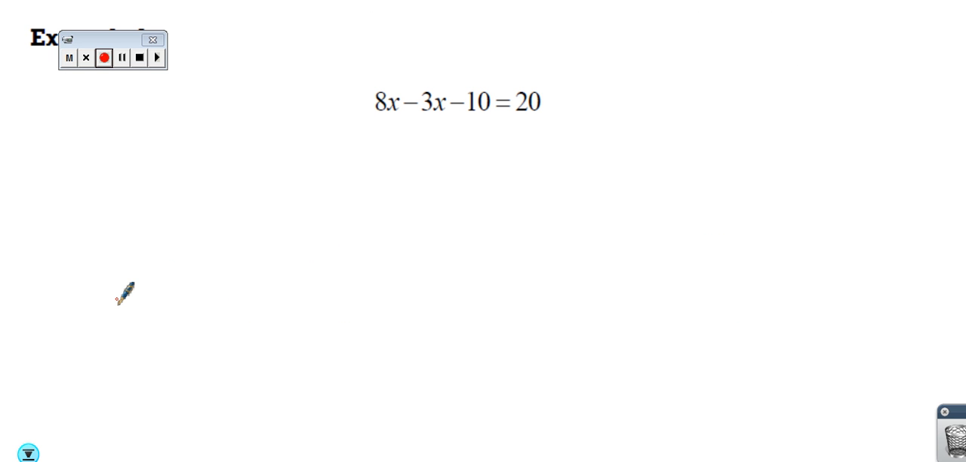Alright, so here's our first example. The first thing I want to see is if I have anything to distribute. I do not, so I'm going to go ahead and combine like terms. I have 8x minus 3x, and if I combine these, we get 5x. Bring everything else down, and here we have a two-step equation. The first thing I want to get rid of is the subtraction, so I'm going to add 10 to both sides.